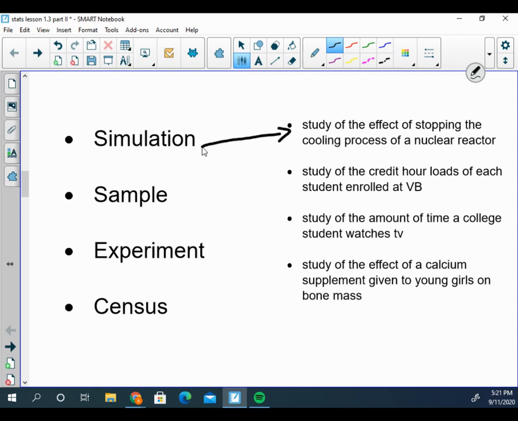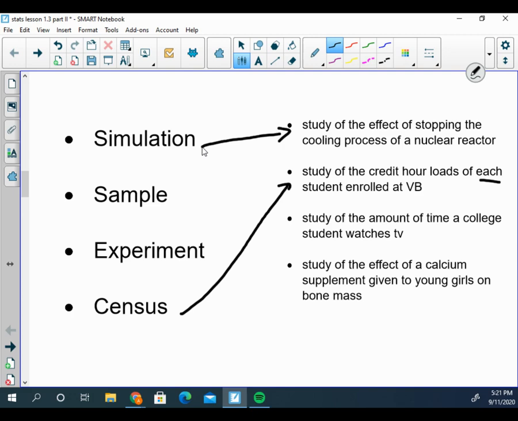A study of the credit hour loads of each student enrolled at Van Buren. Okay? Study of the credit hour loads of each student enrolled at Van Buren. Well, the key word here is each, right? I want to study every student. So to me, that screams census. Okay? I want to do a census here because I'm looking at the whole population, every student at Van Buren.